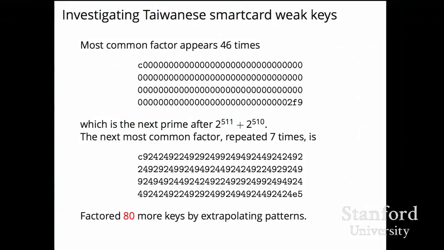The next most common factor is this value, which isn't quite the same, but you see this is also not quite a random number either. It's not quite periodic, but it's pretty close. It turns out to be a repeated bit pattern, but they were swapping some of every 2 words in the representation. So by extrapolating patterns of that form and incrementing to the next prime, we factored 80 more keys. We also used some more fun lattice-based math to break things that had some bit errors.